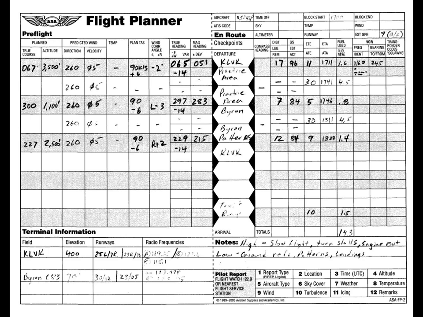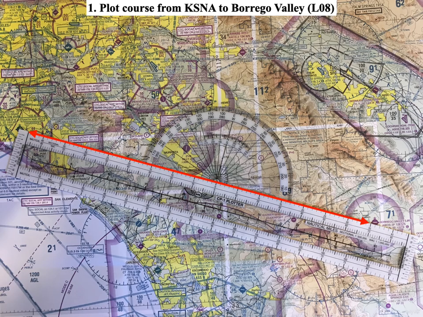Then we'll record the results on a flight planning sheet like the one shown here. So let's get started. We'll plan a flight from John Wayne Airport to Borrego Valley, which has the identifier L08. There's a great Italian restaurant right on the airport, so that will be a good excuse to make the flight.